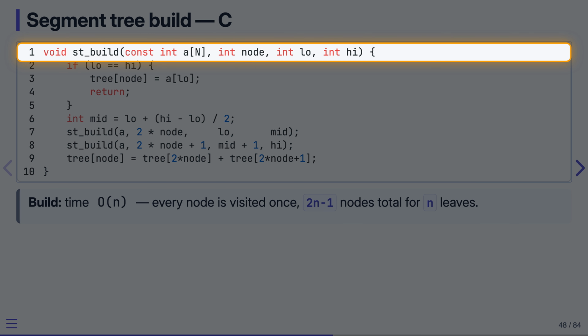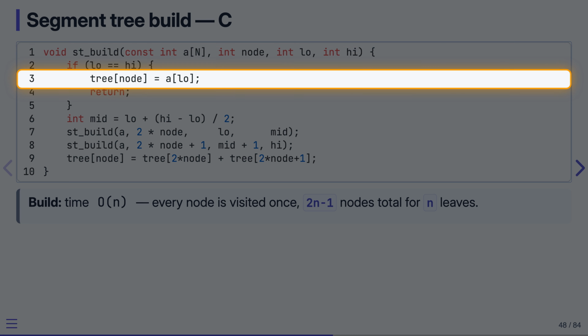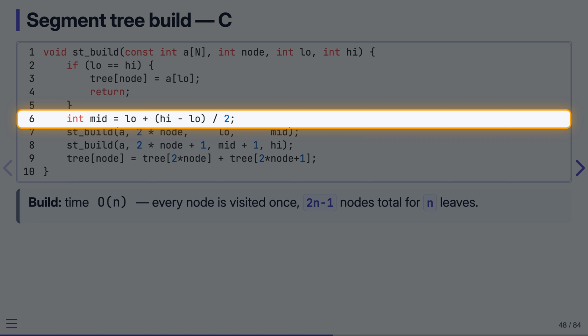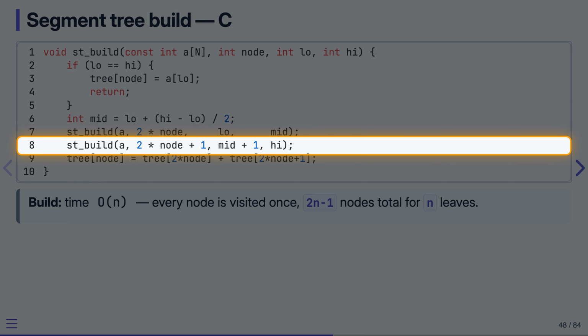And here it is in C, matching line for line. stbuild takes the array, a node index, and the interval this node covers. If low equals high, this is a leaf. So the node holds one element, a at low, and we return. Otherwise, we compute the midpoint, written to avoid overflow. We build the left child at index 2 times node, covering low to mid. And the right child at 2 times node plus 1, covering mid plus 1 to high.